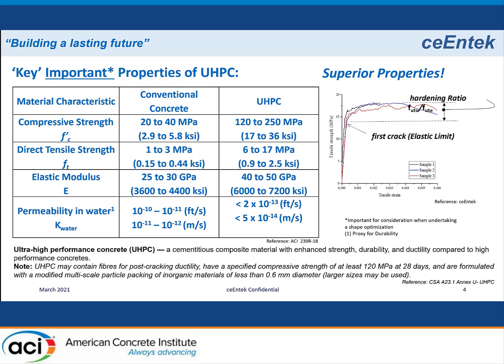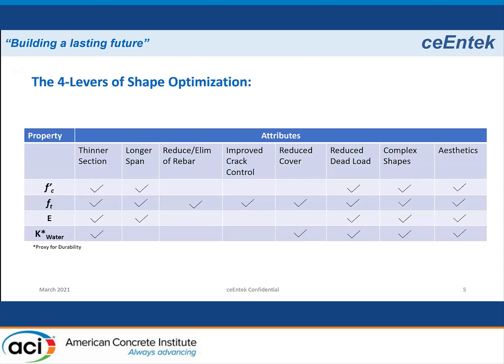So without getting into any more about what UHPC is, I want to talk about how these key properties are used and how they drive the optimization process for UHPC. I put together a little chart showing the 4 properties: the compressive strength, the tensile strength, Young's modulus, and my proxy for durability, and how they impact the attributes when we're looking at the optimization of UHPC.